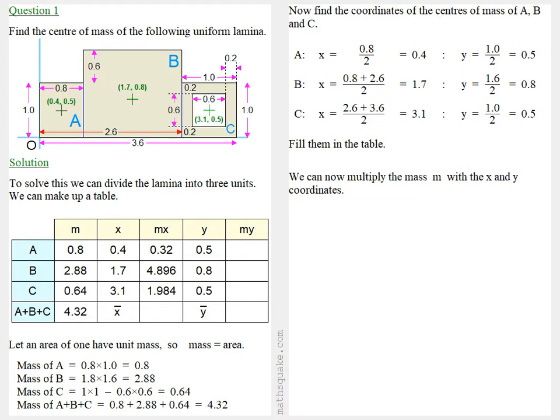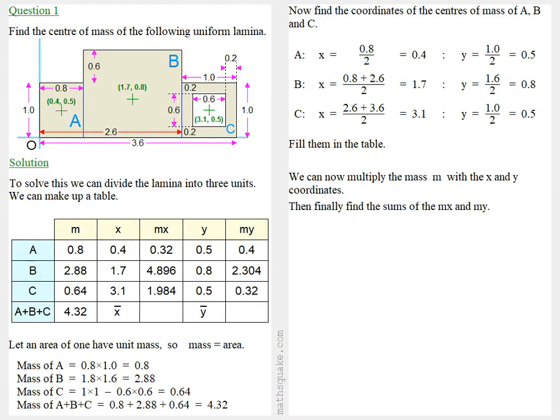Now for A, my is 0.8 times 0.5, which is 0.4. For B, my is 2.88 times 0.8, which is 2.304. For C, my is 0.64 times 0.5, which is 0.32. And then we can finally add up the sums of the mx's and the my's.